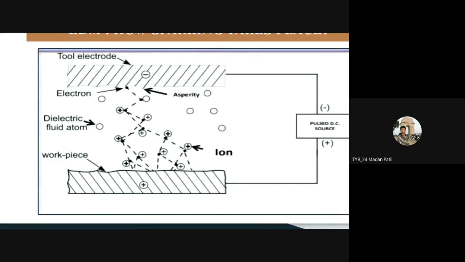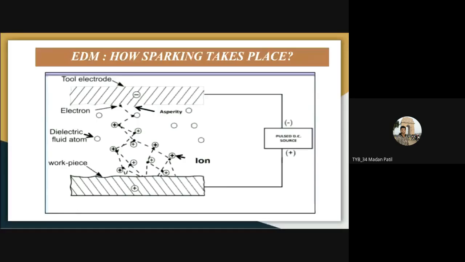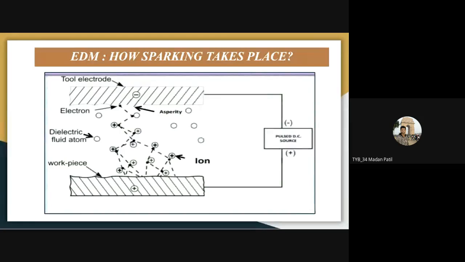Now, polarity means what? Here, in this diagram, if you see, your tool is connected to the negative terminal. That means the cathode will be your tool, and the anode your workpiece. So it is called normal polarity. Now if you interchange, that means if you connect the positive terminal to the tool and the negative terminal to the workpiece, then it is called reverse polarity.